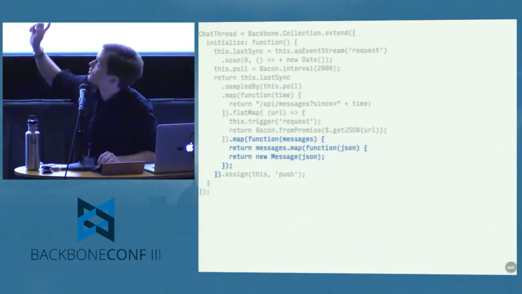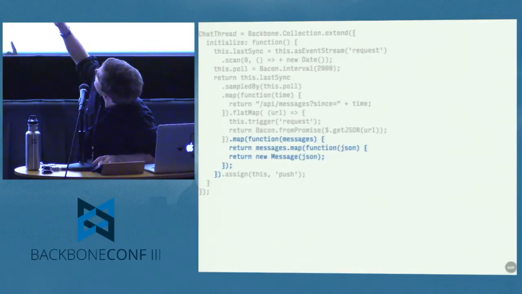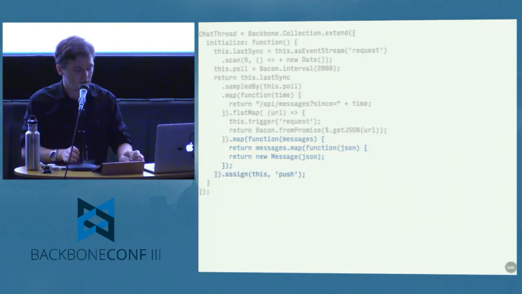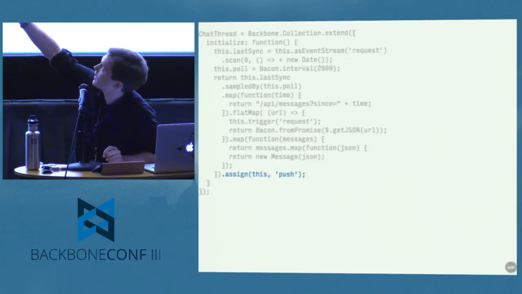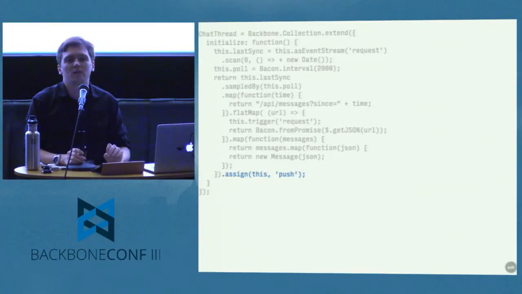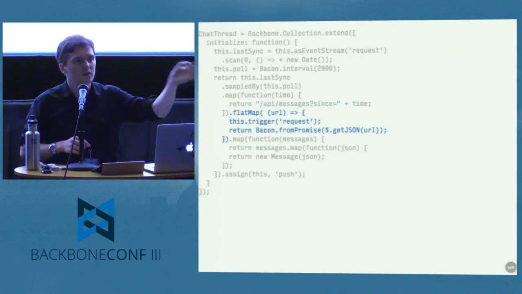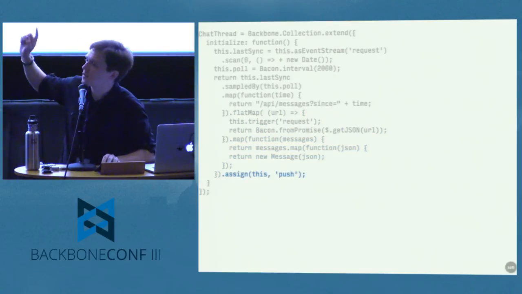We take that, we just map it to our message model, which I'm going to demonstrate in a moment, or just show the code for it in a moment. I messed up the indentation there a little bit, but this is fairly straightforward. And then you take that result and you call the push function on your collection. So the this context up there refers back to the collection. And so now, in just a handful of lines, we've gone from taking our heartbeat, mapping it to a URL with the last timestamp, take that, create an AJAX request, create a stream of AJAX responses, map them to our message model, and then assign it, or rather push it into our collection.